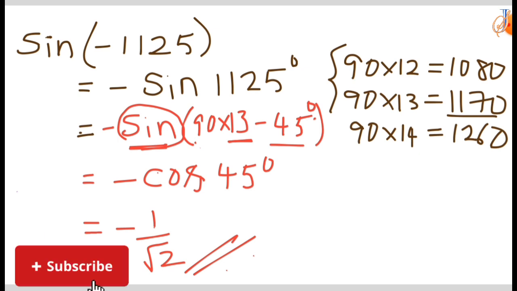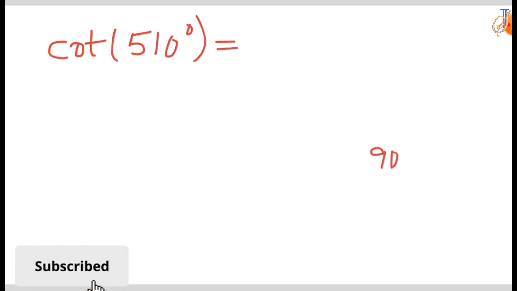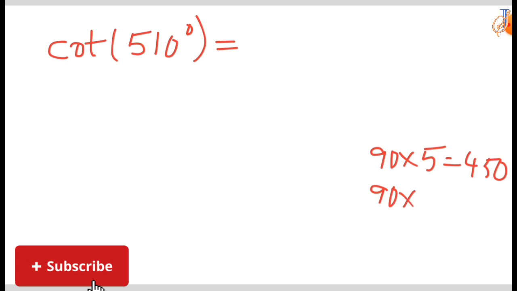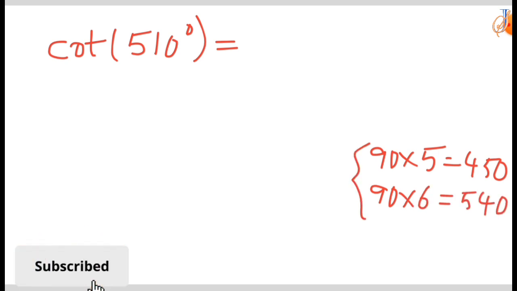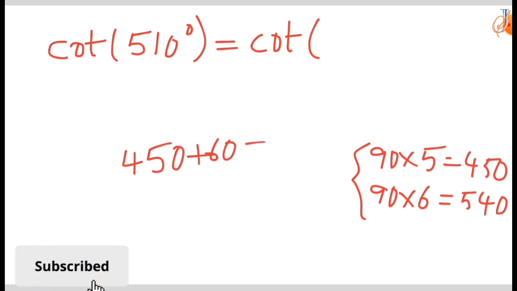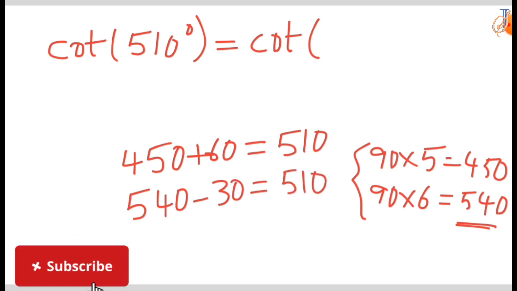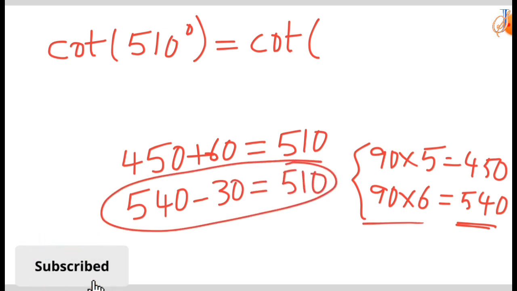Let's go for another example. Cot of 510 degrees. 90 times 5 is 450. 90 times 6 is 540. So that means our angle lies in between these two. So we have to write in terms of this. So cot of, for 450, if you add 60, you will get 510. For 540, if you subtract 30, you will get 510. So this is the nearest one. So you have to take this one.